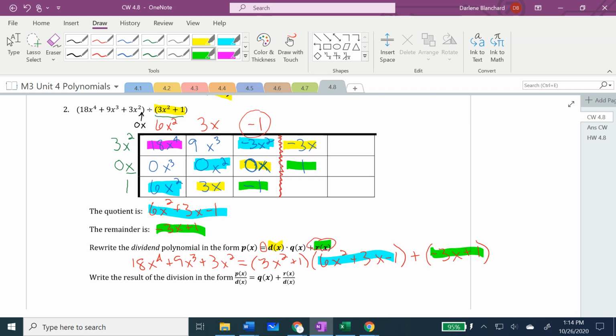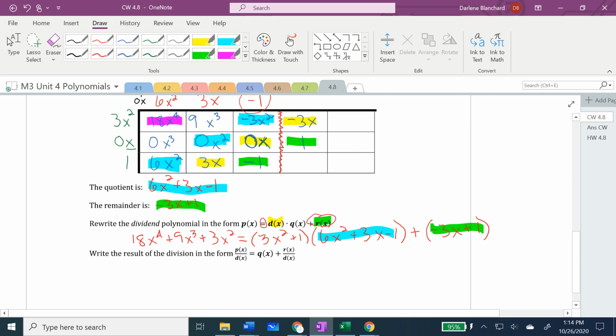What are the advantages of... Okay, so in this form, it's mostly useful if you don't have a remainder, but then again, it can be useful in other ways.